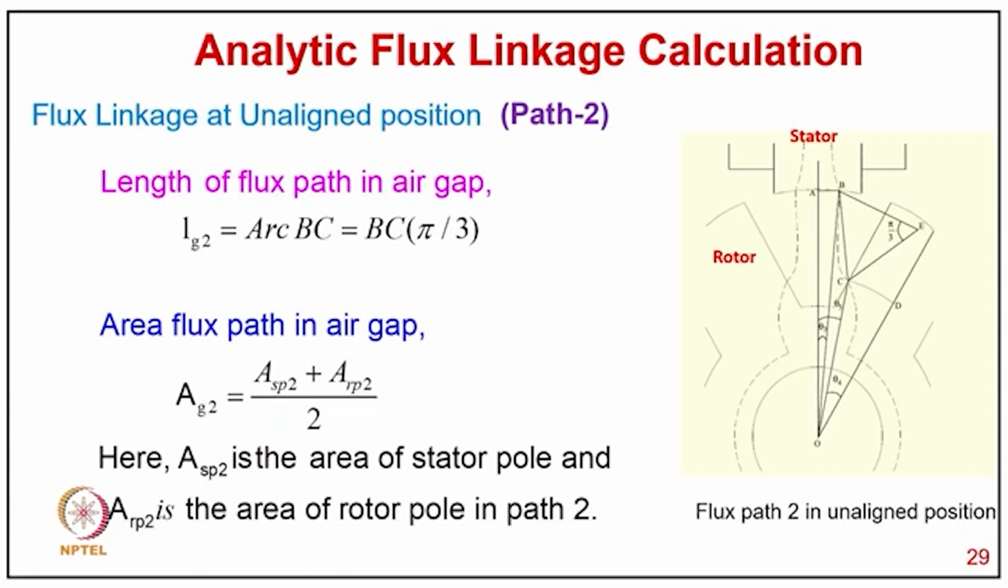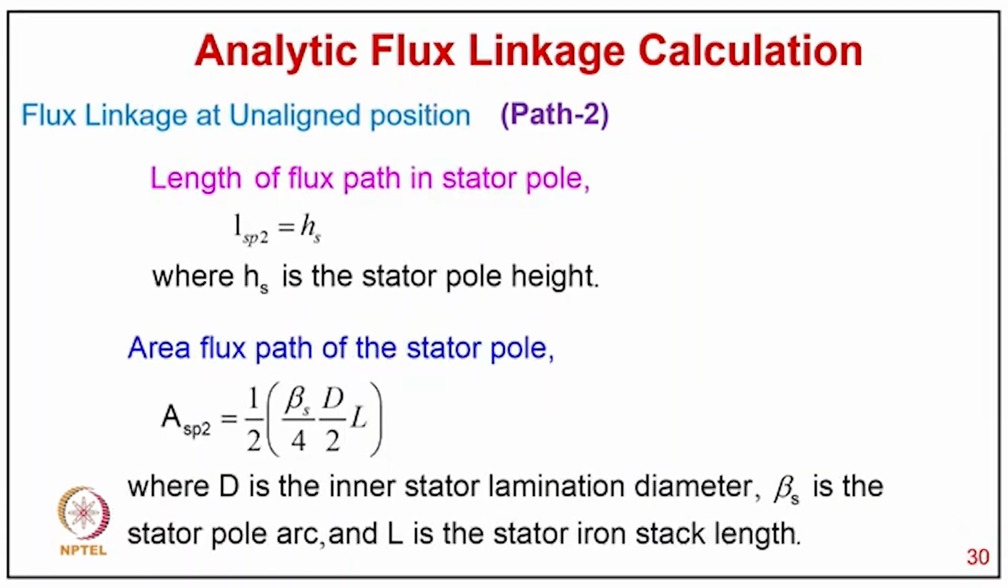So flux linkage at unaligned position in part 2: the length of the flux path in the air gap is Lg2 equal to RBC into BC by pi by 3, and the area of the flux path in the air gap is Ag2 equal to (ASP2 plus ARP2) by 2, where ASP2 is the area of the stator pole, and ARP2 is the area of the rotor pole in part 2.